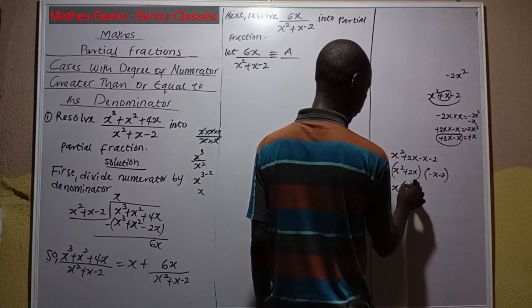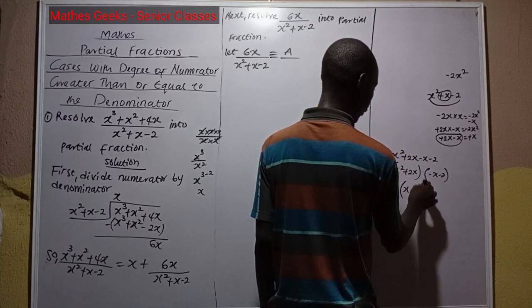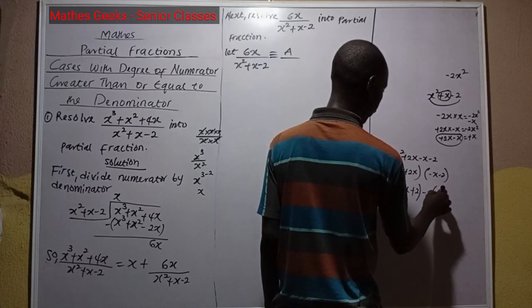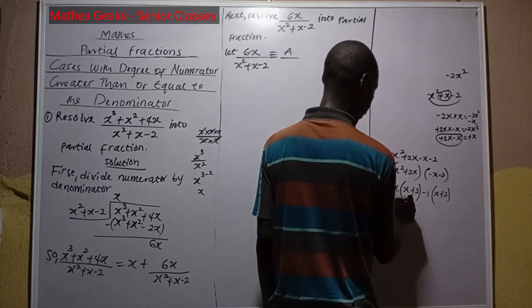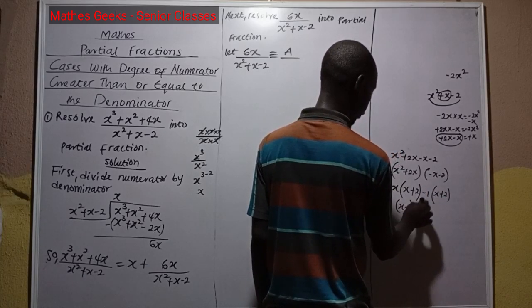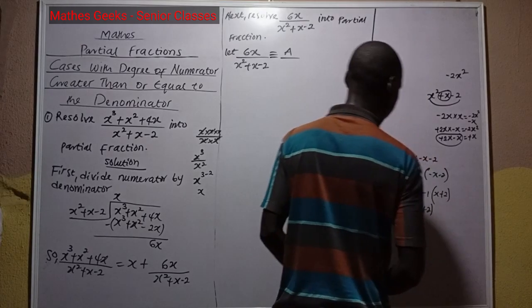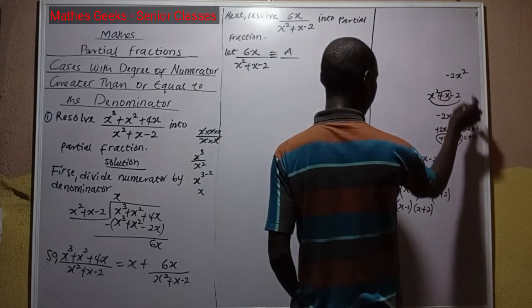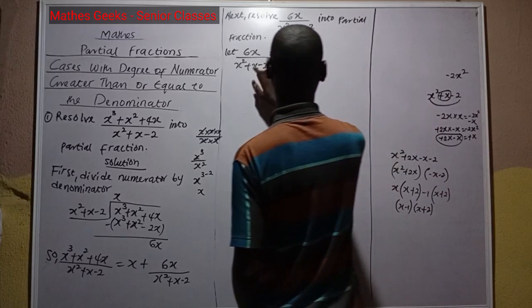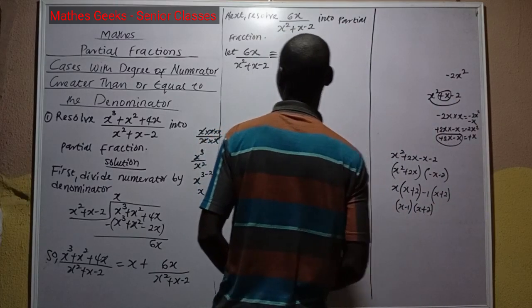So x gives us x plus 2, minus 1 gives us x plus 2. And we're going to have x minus 1 and x plus 2. So this implies that this expression can be factorized. This expression, so we have these factors.